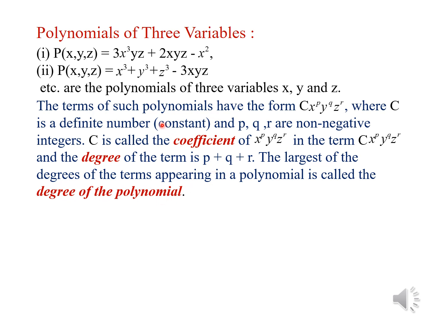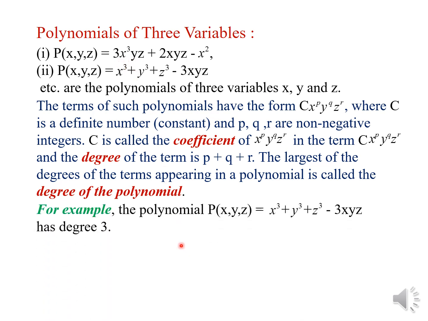So here in example 2, the maximum degree is 3, so the degree of this polynomial is 3. In the first term here the degree is 5, 3 plus 1 plus 1 is 5, here the degree is 3, and here 2, so the maximum degree is 5, so the degree of this polynomial is 5. For example, the polynomial p of x comma y comma z, x cube plus y cube plus z cube minus 3xyz, has degree 3.